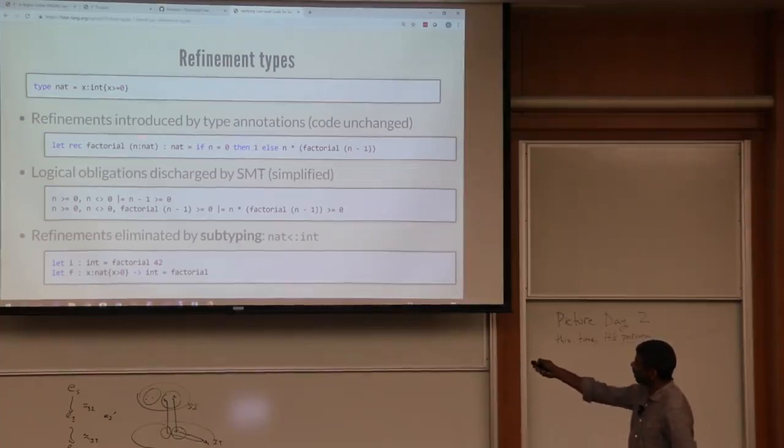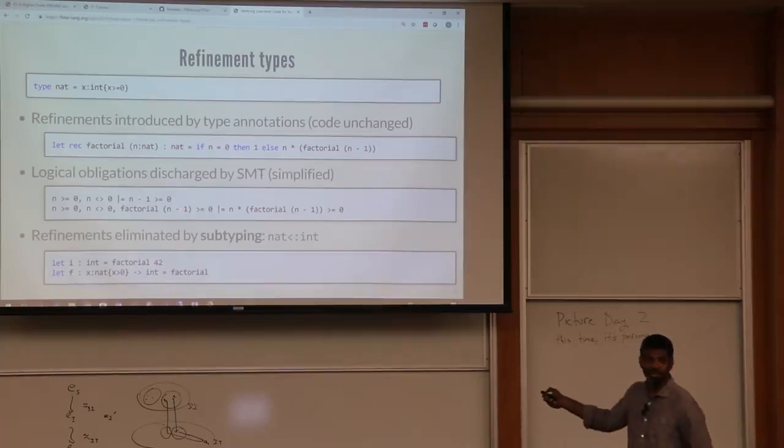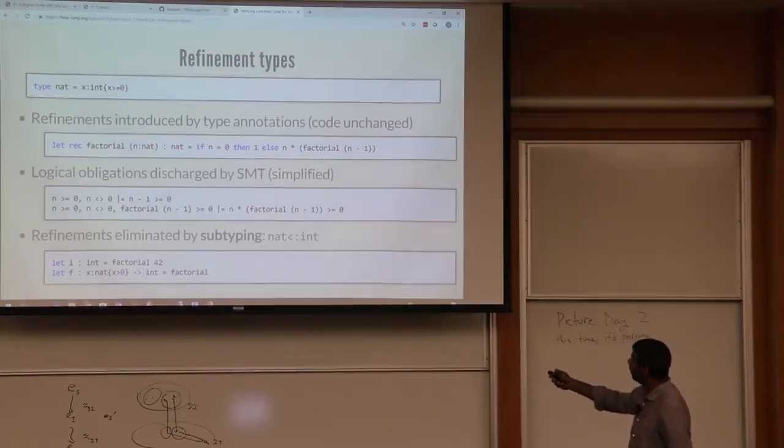Then there are logical obligations. If I claim that factorial is returning a nat, the way F* works is it builds a typing derivation that analyzes the structure of this program, and then in each case, it has to prove various properties. So, for instance, in this branch, it has to prove that 1 is a nat, because factorial is returning 1 in this case. That's easy. That's just a leaf proof about constants that Z3 can prove.